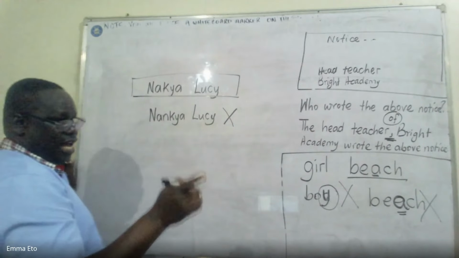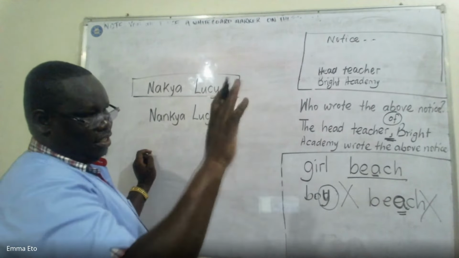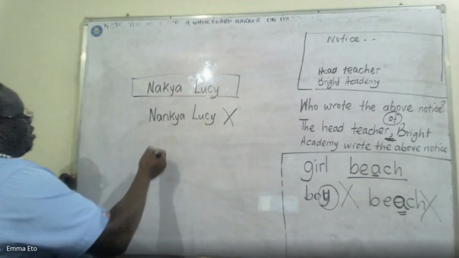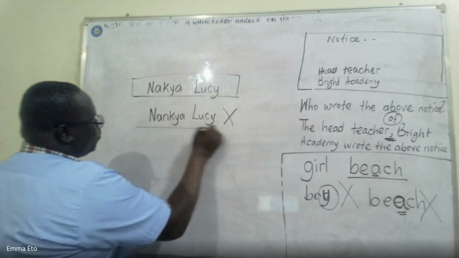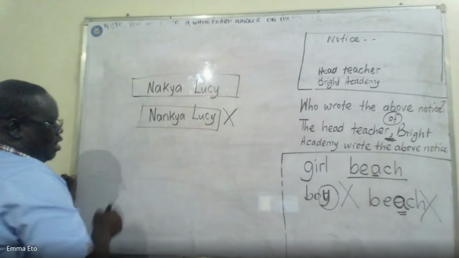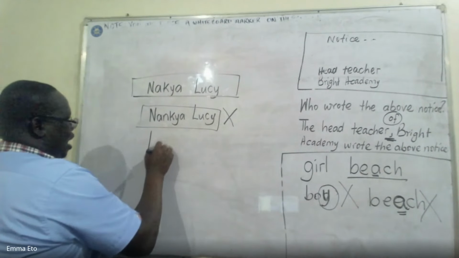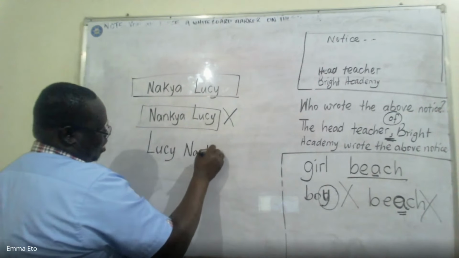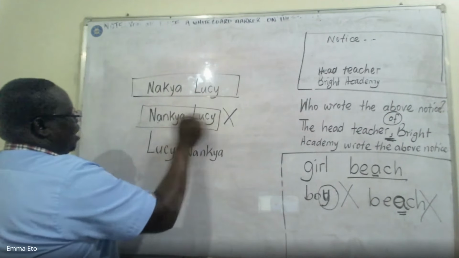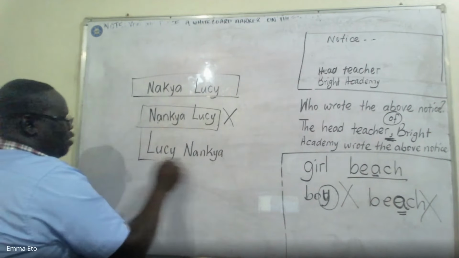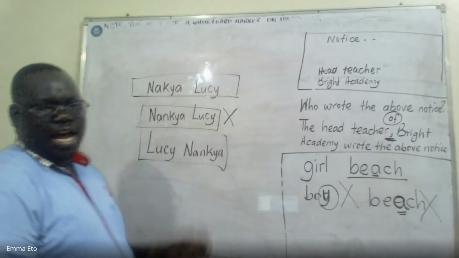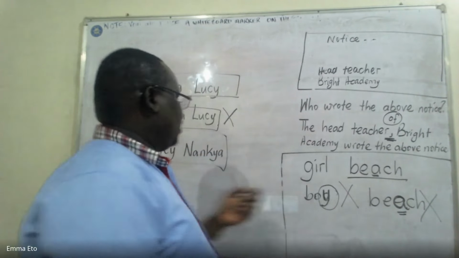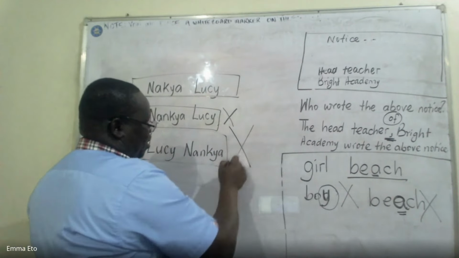Order of names as given in the notice, table, story, what have you. Then they say maybe Nancha Lucy, this one. Then you change and you begin with Lucy, Nancha. Nancha Lucy is definitely different from Lucy Nacha. So there they will say you have set your own question. And this will also be crossed.